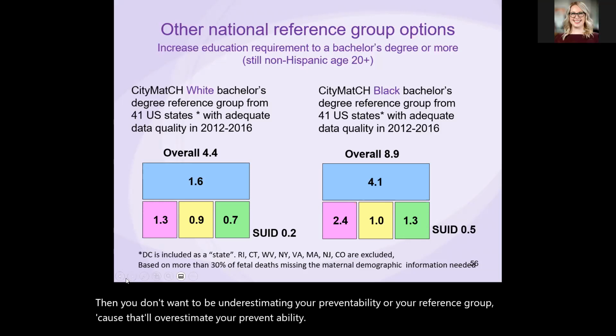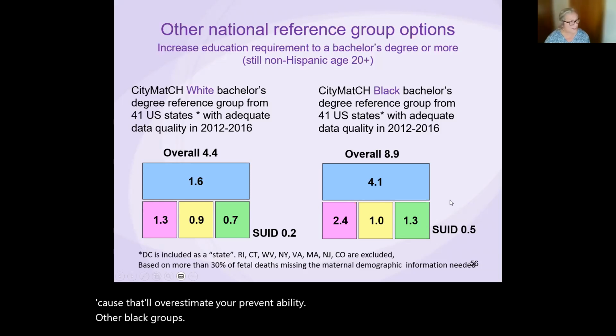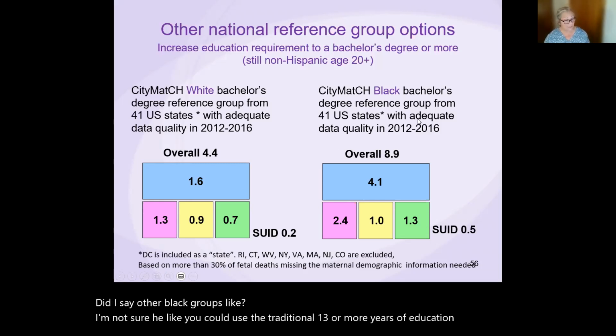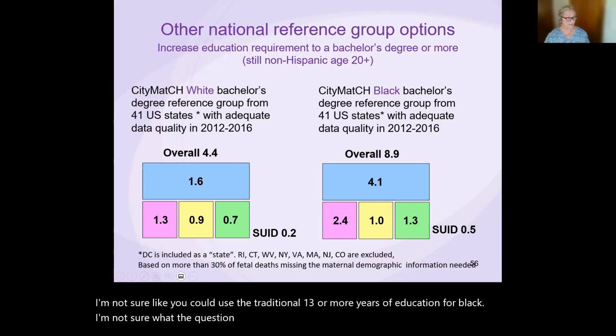And then another question: what is the definition of other Black groups? What does this mean? Did I say other Black groups? I'm not sure. You could use the traditional 13 or more years of education for Black. I'm not sure what the question means. Feel free to speak up.